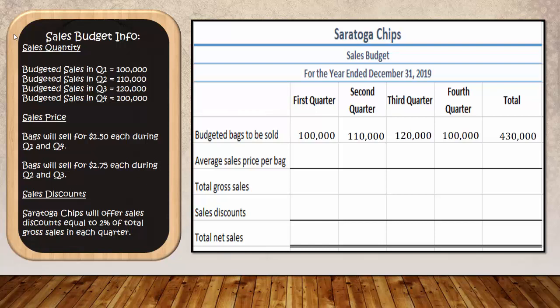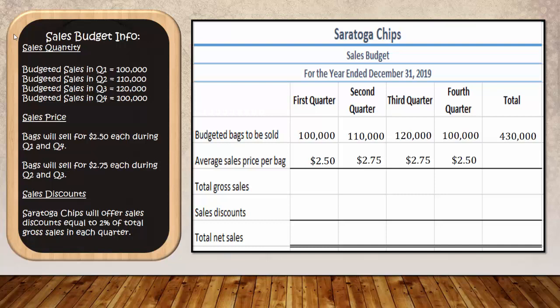Our average sales price comes from the sales price section. During the first quarter, we expect to sell chips at $2.50 a bag. During the second and third quarter, respectively, we expect to increase our sales price to $2.75 a bag before it goes back down to $2.50 during the last quarter.